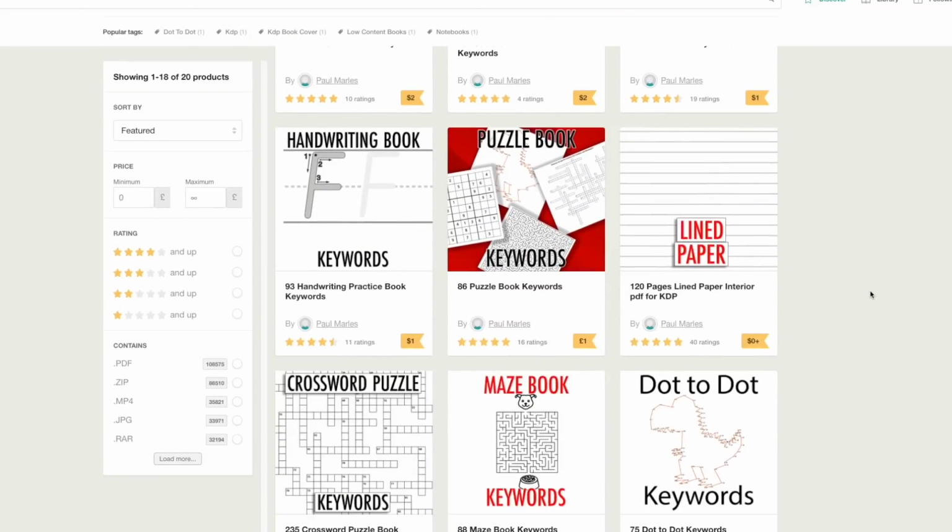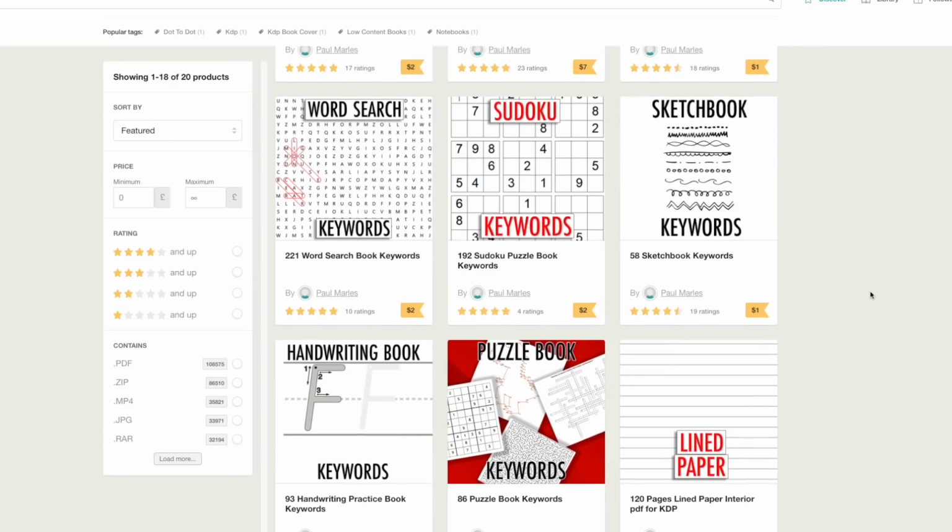Number 2, buy ready-made lists. For example, I have a Gumroad store where I sell many lists of keywords in a variety of niches.